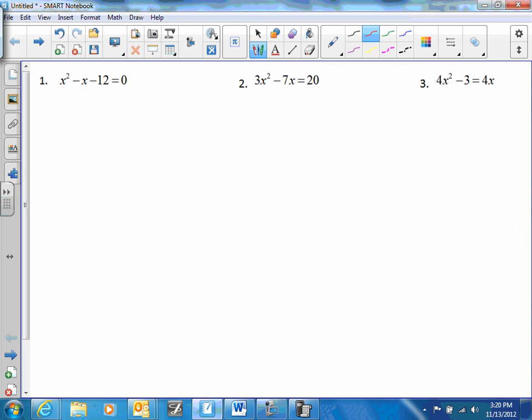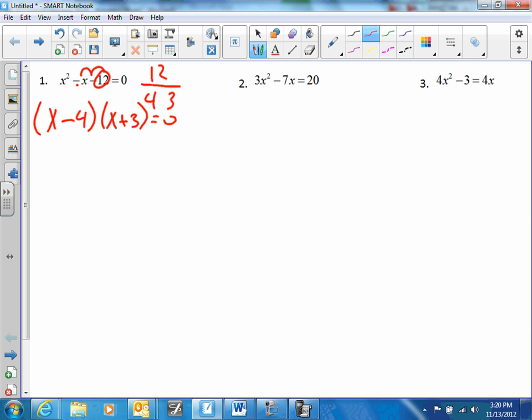Okay, number one, we need to solve by factoring. So I need the factors of 12 that subtract to give -1. The factors of 12 are basically 4 and 3. So this is going to be x and 4, x and 3. Now it has to be a -1, so I need -4 and a +3.